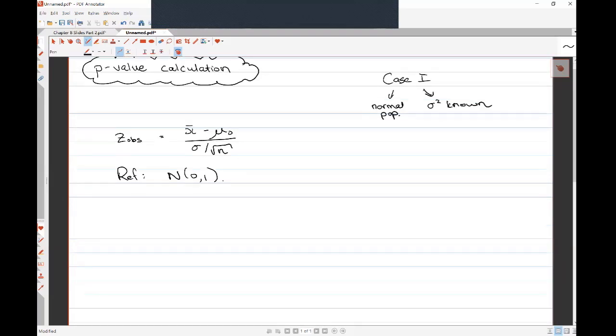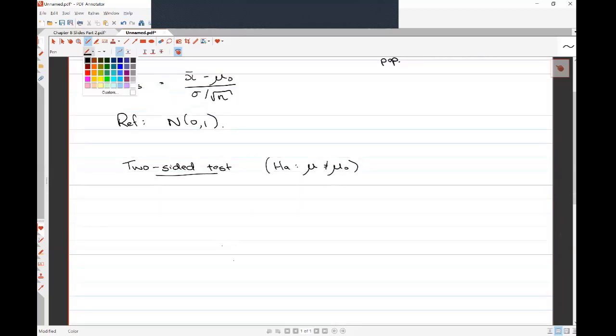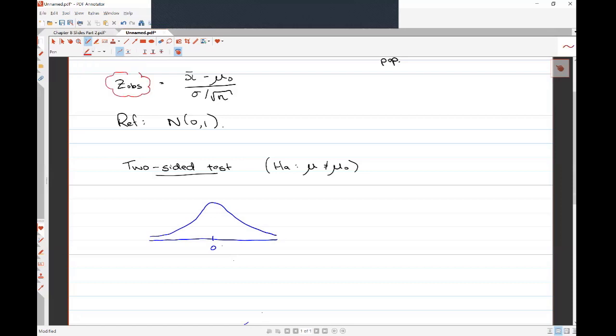Now, your calculation of the p-value does depend on whether you are doing a two-sided or a one-sided test. In other words, what your alternative looks like. A two-sided test, meaning your alternative is that mu is not equal to mu naught, the p-value gets evaluated in the following way. Imagine your normal curve as reference, centered at 0, and you now calculate this value, z observed. Could be a positive value, could be a negative value.